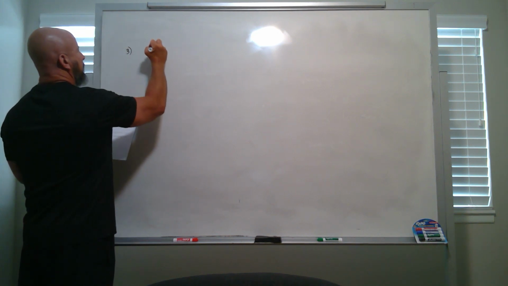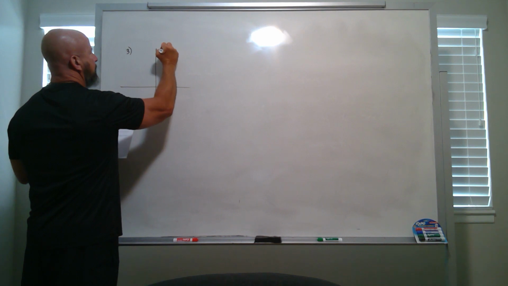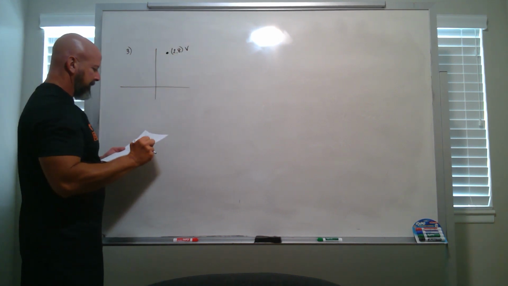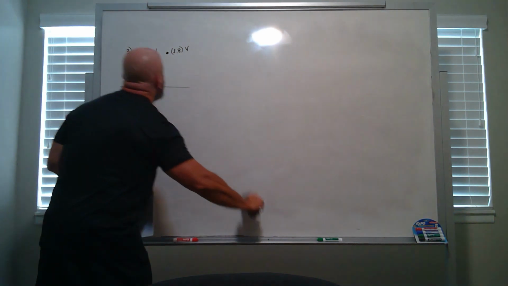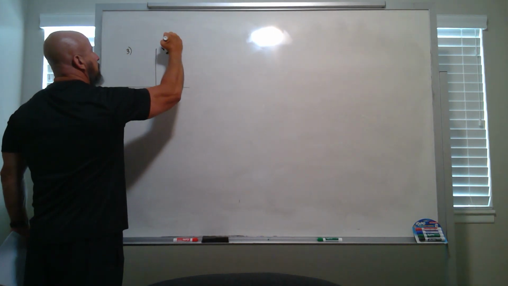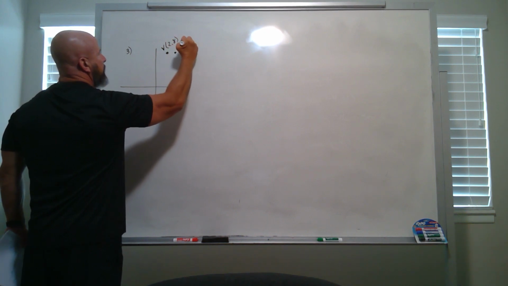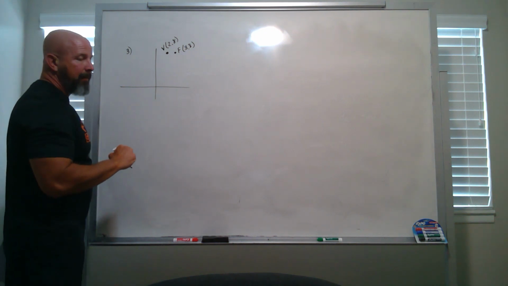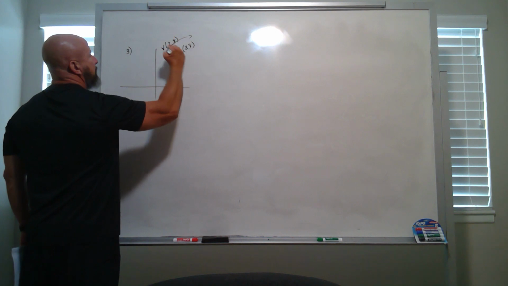So number 3, I'm given a vertex at 2, 8. There's 2, 8, vertex. I'm given a focus at 3, 8. There's 2, 8, and so 3, 8 right next to it. There's my focus, 3, 8. And remember, the focus is inside the parabola, so that's telling me that this thing's opening to the right. So it's looking something like that.